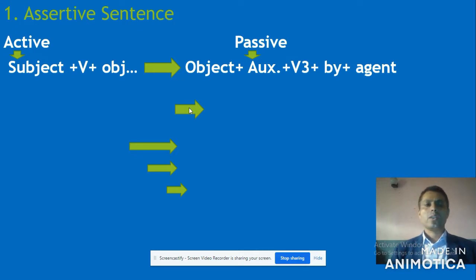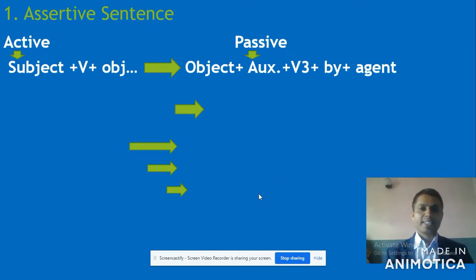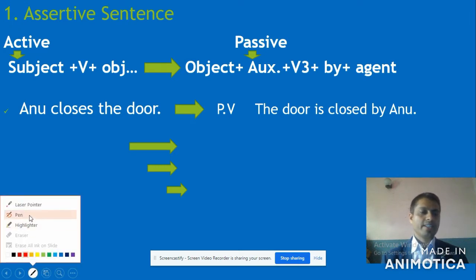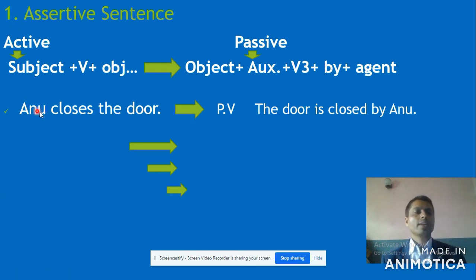Well, my dear students, now look at the example sentences given here on the screen. Look at the very first one. What do you see here? Anu closes the door. This is an active sentence. Subject: Anu. Closes is the verb and the door is the object. So you can find such a structure in this example sentence given here.